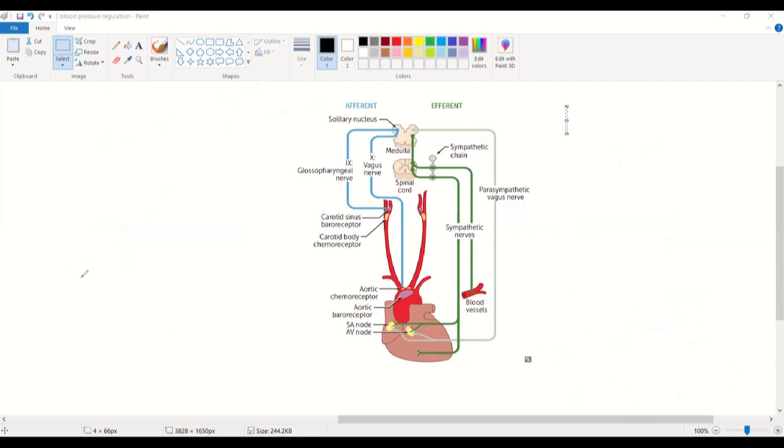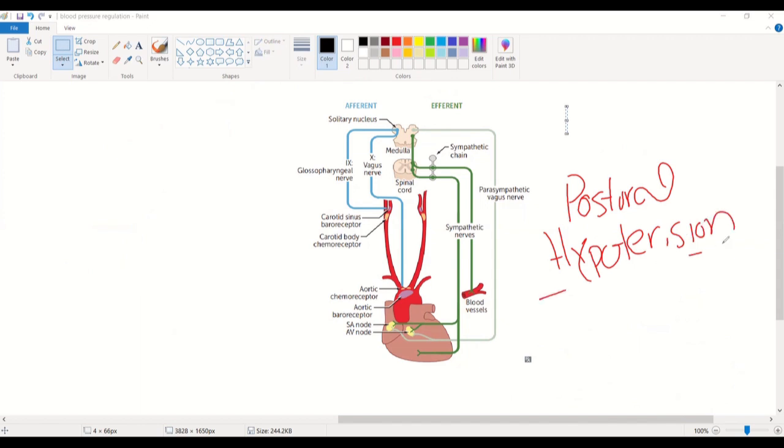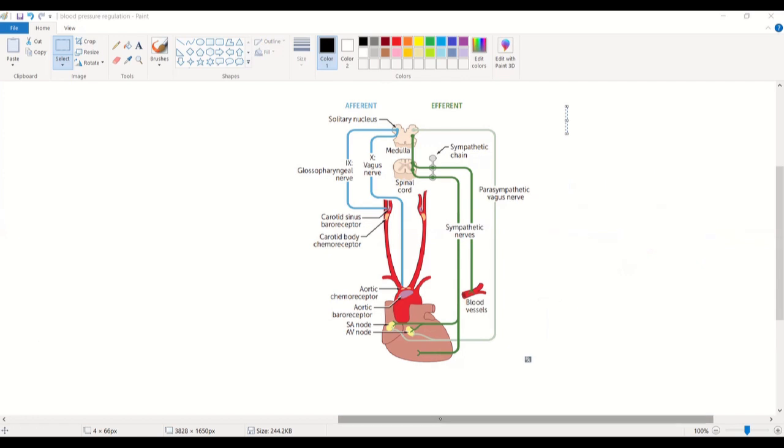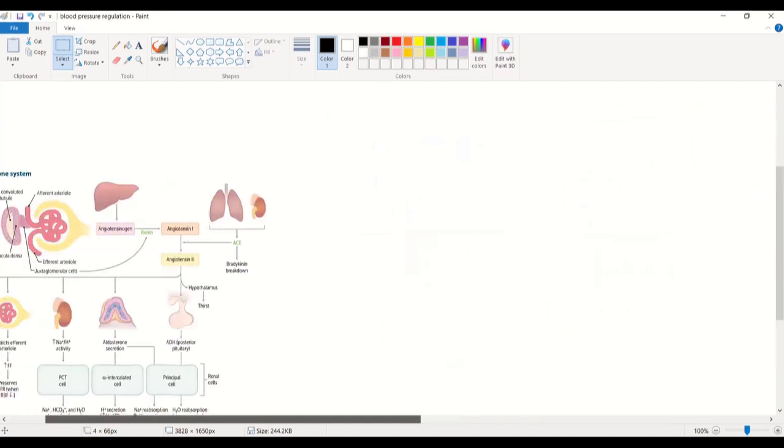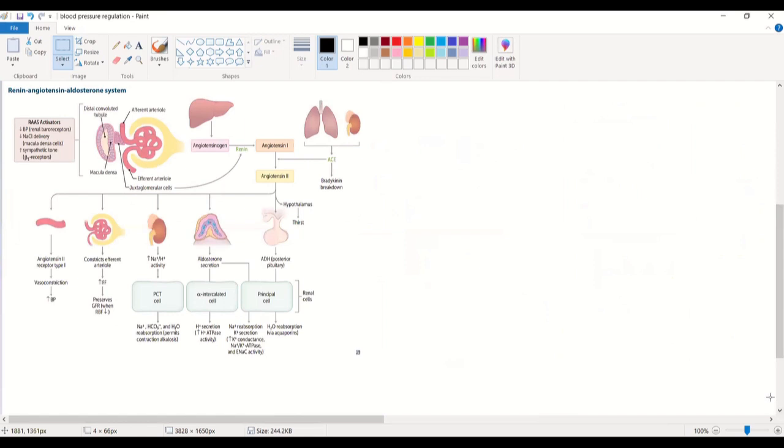Any high yield pathology that impairs this reflex? Beta blocker. Postural hypotension. There are a lot of causes of postural hypotension: drugs, beta blockers, autonomic neuropathies, long-standing diabetes. Postural hypotension disrupts this reflex. Okay, so this is the baroreceptor reflex. Now this is the most high yield stuff.